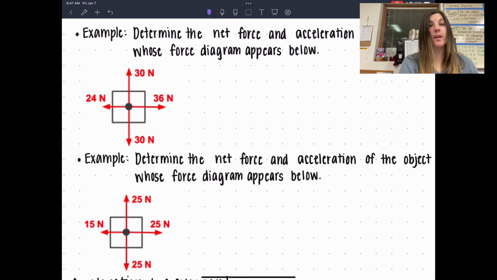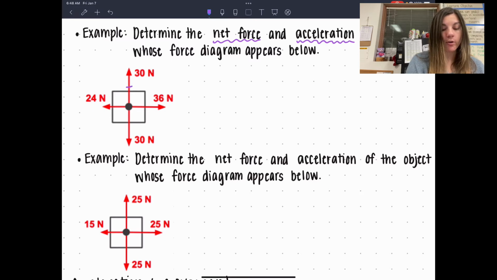So let's do this first example together. Let's say we've got this object's force diagram. We're going to determine the net force it's experiencing, and then we're going to use that net force to calculate the acceleration that the object would experience. So let's look at the diagram and start with figuring out net force.